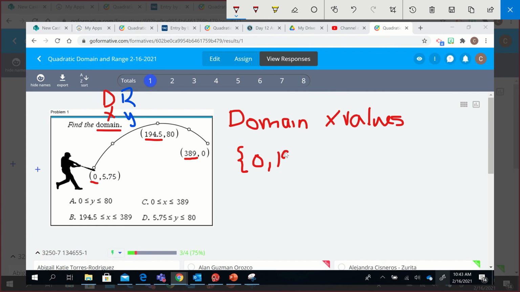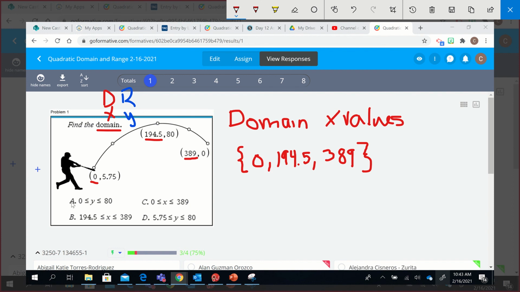And I have 194.5. That's another one of my X values. And then I have 389 as my last X value that's recorded. So now that I know all those things, what it's asking me in set notation, it's saying, okay, well, what is your domain? So my domain is all my X values.